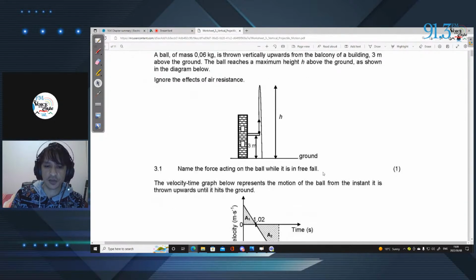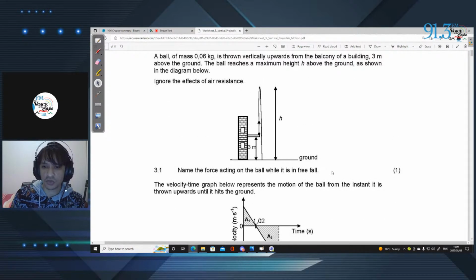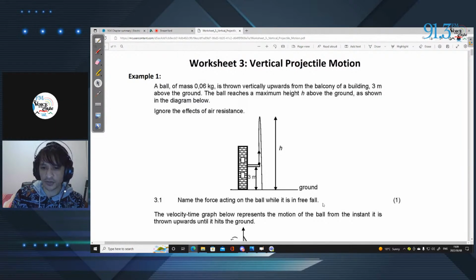The first question is, name the force acting on the ball while it is in free fall. Well, this is pretty simple. We know that that force is the gravitational force. Gravity is always bringing things down. What goes up must go down, and that's due to gravity.